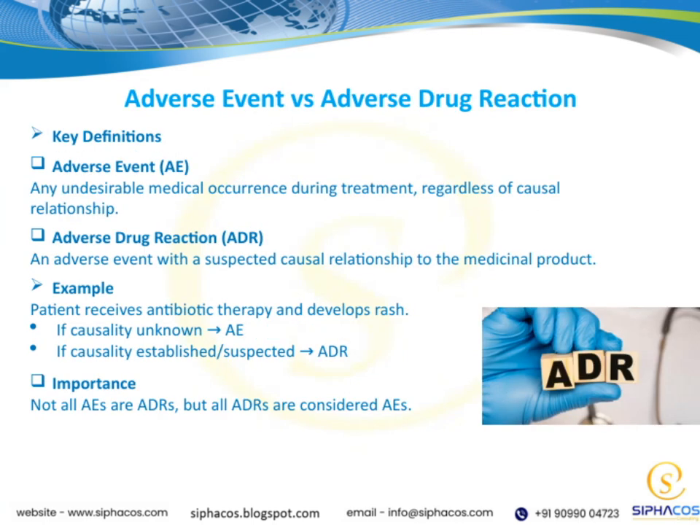Let's clarify two key terms: adverse event and adverse drug reaction. An adverse event, or AE, is any unwanted medical issue that happens during treatment, no matter if it's caused by the drug or not. An adverse drug reaction, or ADR, is a specific type of adverse event where there's a suspected link to the medication. For example, if a patient on antibiotics develops a rash, and we don't know if the drug caused it, that's an AE. But if we suspect the drug caused the rash, it's an ADR. Remember, all ADRs are adverse events, but not all adverse events are ADRs.